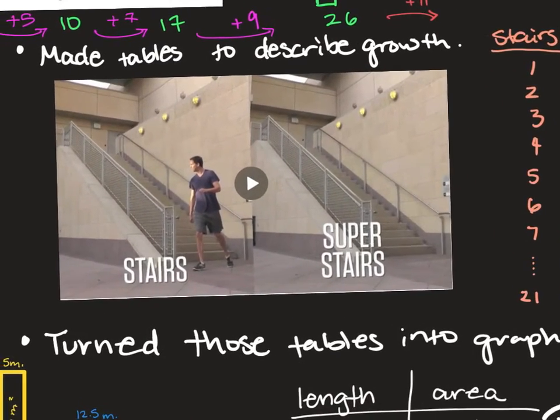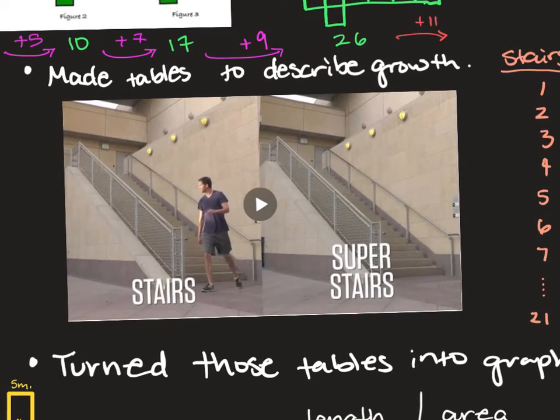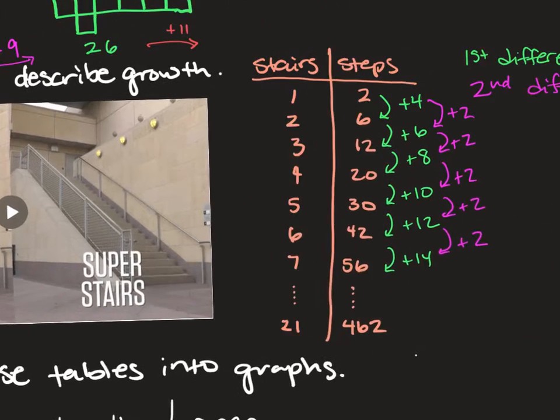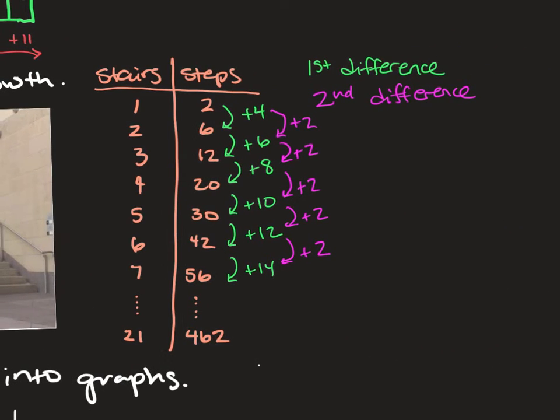Then we did this lovely super stairs, where first he went all the way up the stairs and back down, and then he went up 1 and down, up 2 and down, up 3 and down. And to get all the way up to the top, he had to do that up, down, all the way to the top. And we made this lovely visual to help us with that. So for the first stair, he took 2 steps. To finish 2 stairs, he had to take a total of 6 steps, etc.